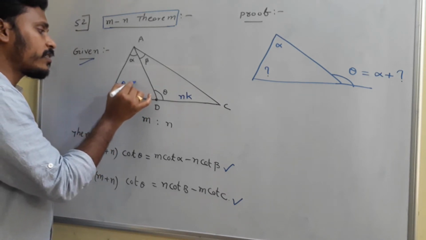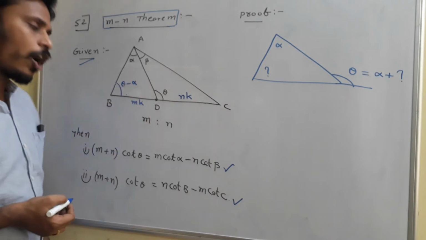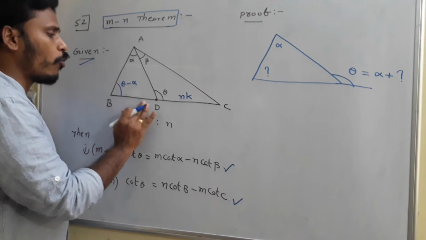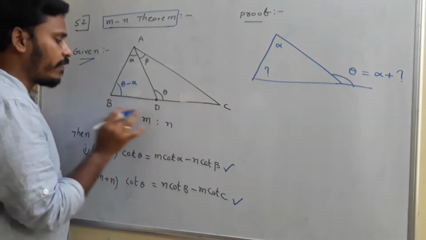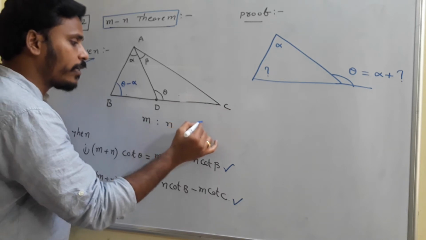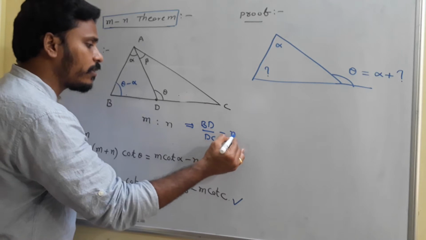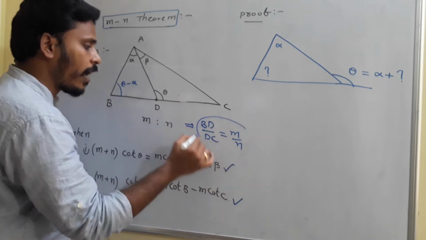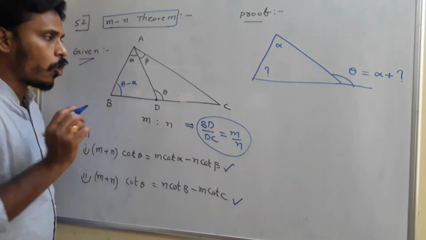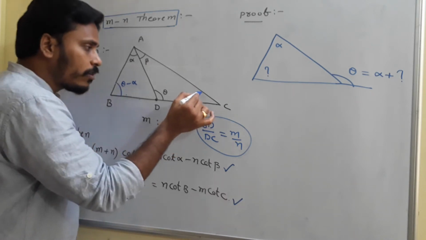This angle is theta minus alpha and its length is simply MK, or you may take it as BD itself, no problem. Here they mentioned that D divides BC in the ratio M is to N, so it is very clear that BD divided by DC is equal to M by N. I just utilize this statement. This angle is theta minus alpha. Then what do you say about this angle?